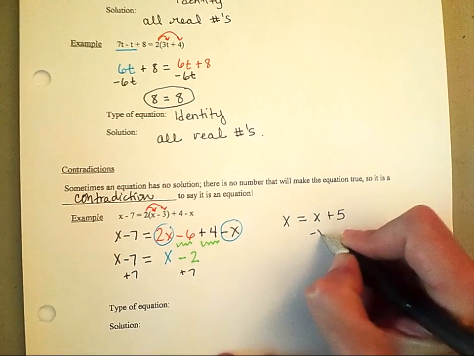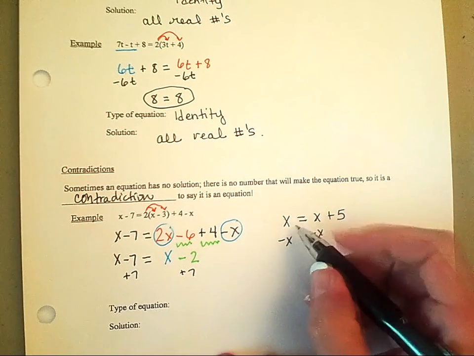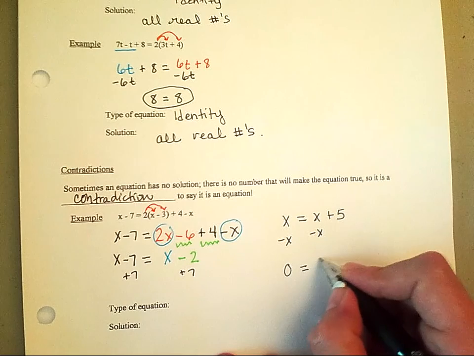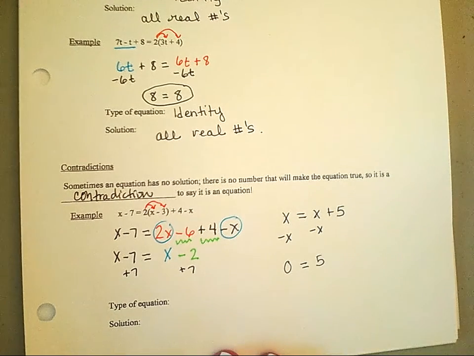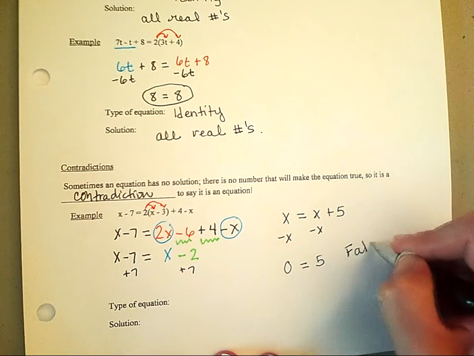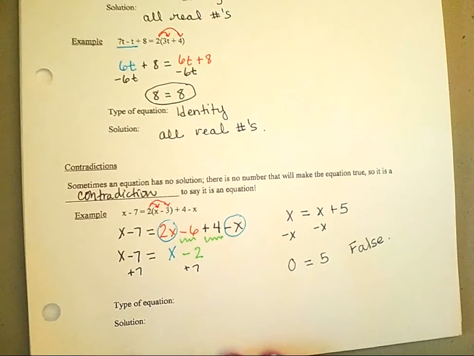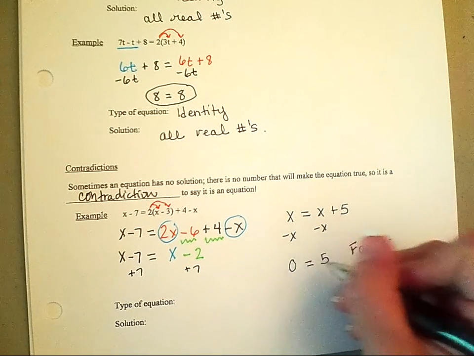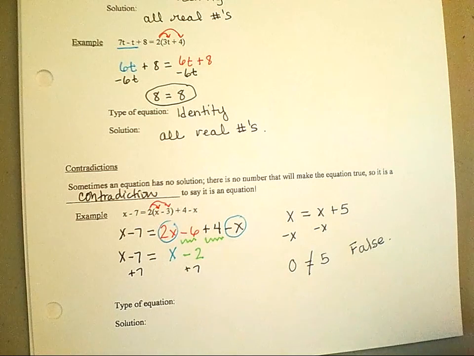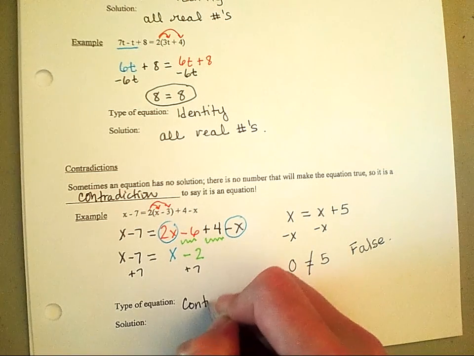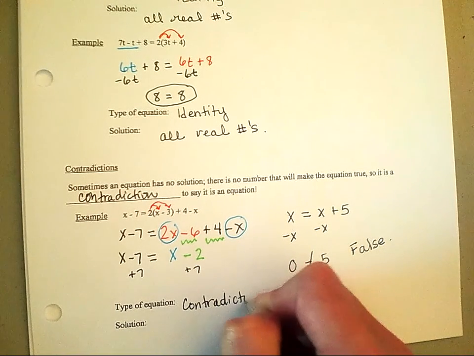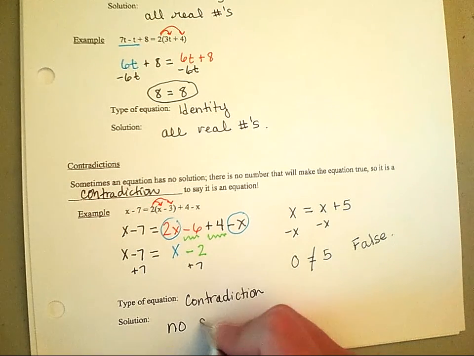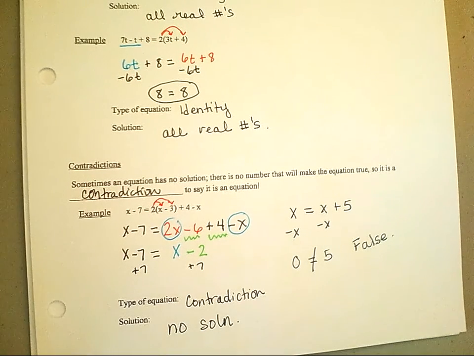And if I try and solve for x now, let's get all the x's on one side. On this side, we have 0 is equal to 0 plus 5, okay. And this is false. So when you come up with a not true statement, 0 does not equal 5, then you are in a contradiction. That equation is a contradiction. And for the solution, we say there is no solution.